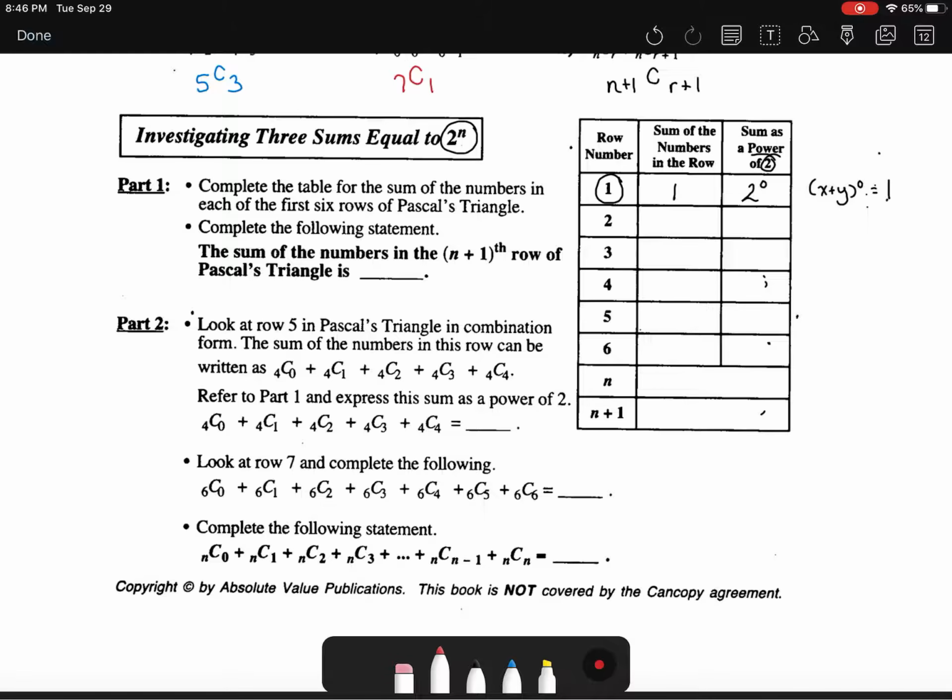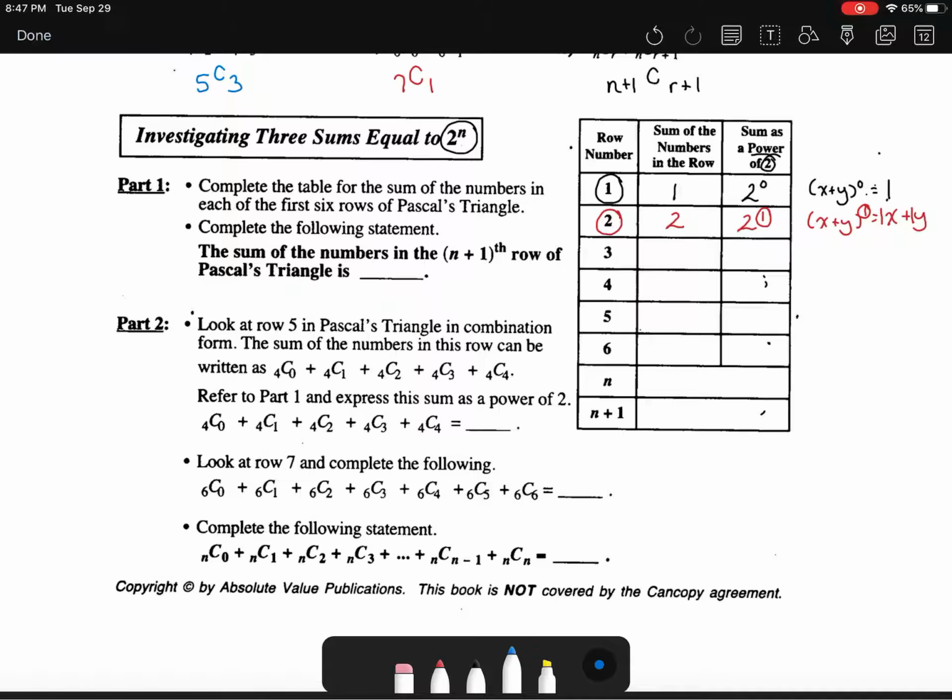Okay. When I go to row number 2, well, remember row number 2 is actually x plus y to the exponent of 1, which ends up being x plus y. Well, for the sum of the numbers, there's a 1 in front of the x and a 1 in front of the y. So if I add 1 and 1, I get 2, and that is actually 2 to the exponent of 1. Okay, so what you're going to see here is that this number is equivalent to the exponent on the outside, isn't it?